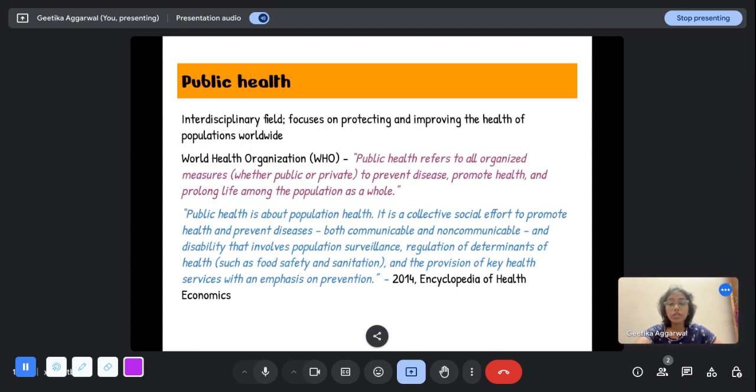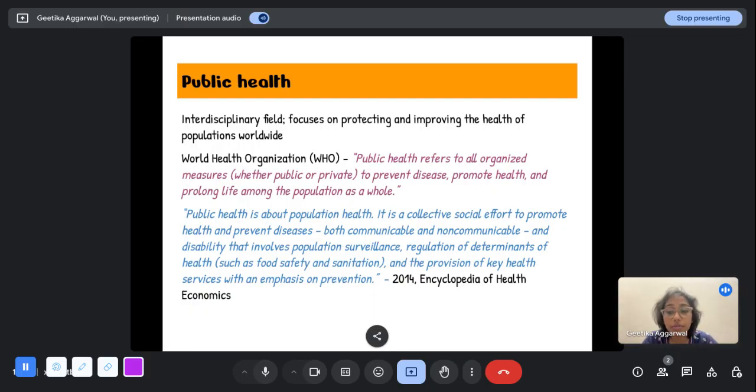And according to the Encyclopedia of Health Economics, public health is about population health. It is a collective social effort to promote health and to prevent disease, as said by WHO also. So you're trying to promote health and prevent diseases, both communicable diseases and non-communicable diseases. Non-communicable diseases, if you are not already aware, mostly comprise things like diabetes, cardiovascular diseases, cancer and such diseases.